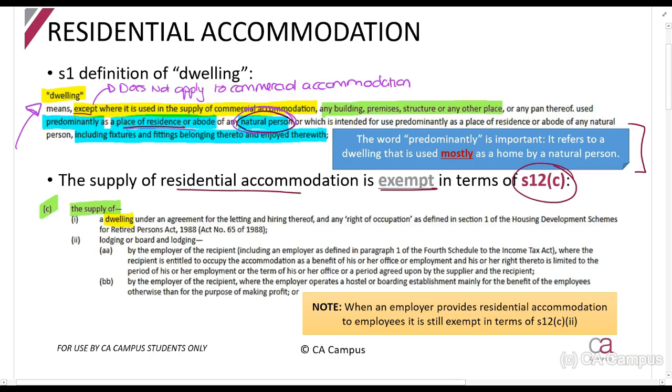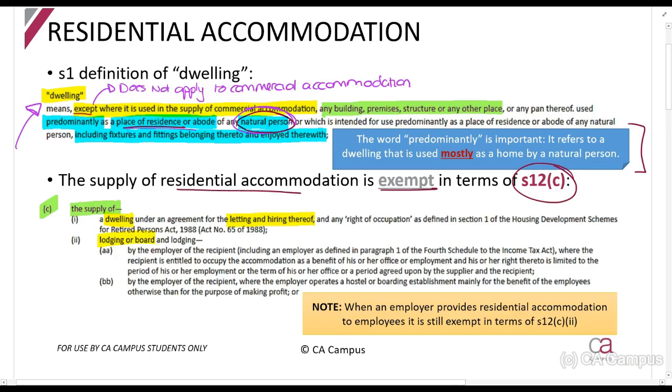So if you supply, rent out, or sell a dwelling on an agreement for the letting and hiring thereof, that will be residential accommodation. So if you are renting a flat from someone, they cannot charge you VAT on it. It is exempt from VAT. They can't claim input VAT. It's exempt. Right, that's the first one.